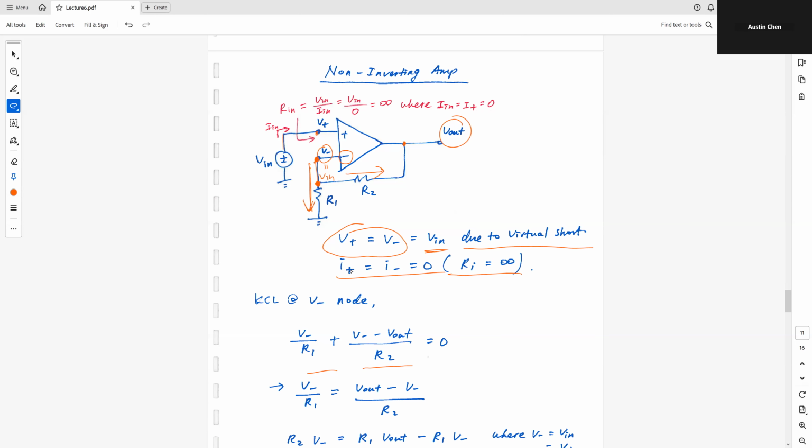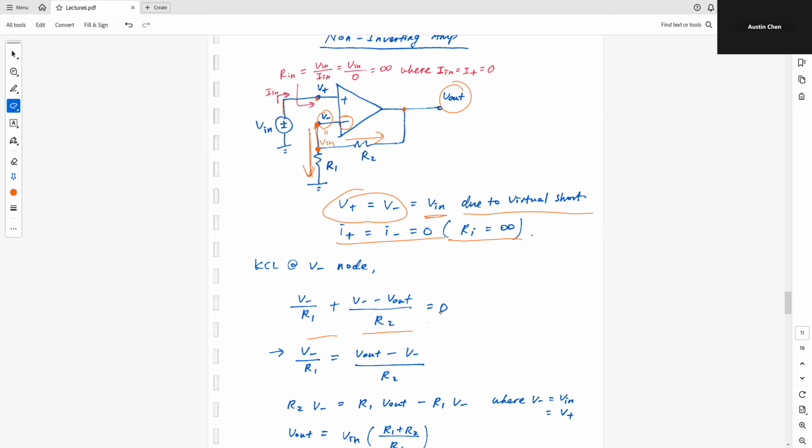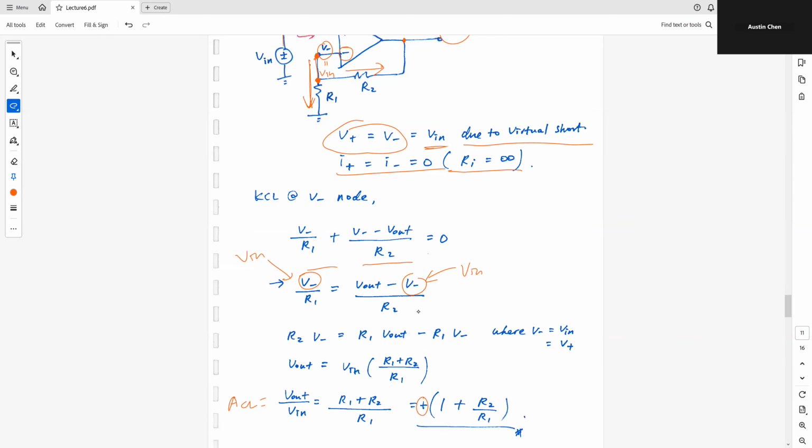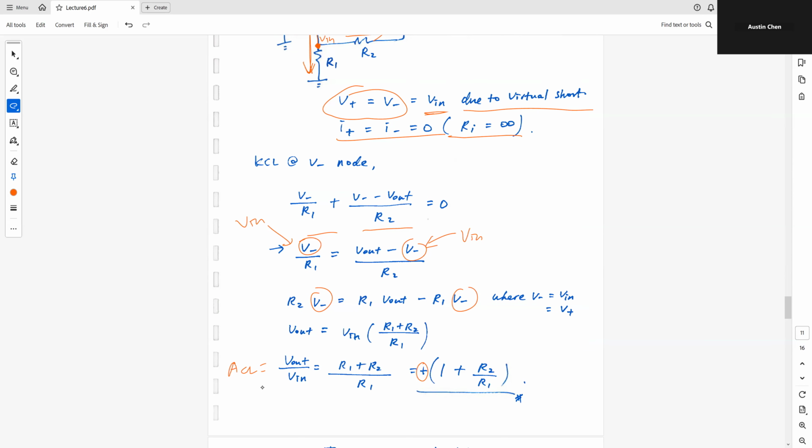And we know that V minus is equal to V in, right? So we might as well already mark this as V in, and this as V in. So we have one equation with V out and V in. To solve for V out and V in becomes very straightforward. We just need to move things around a little bit, and then we can arrive at this final expression for ACL.